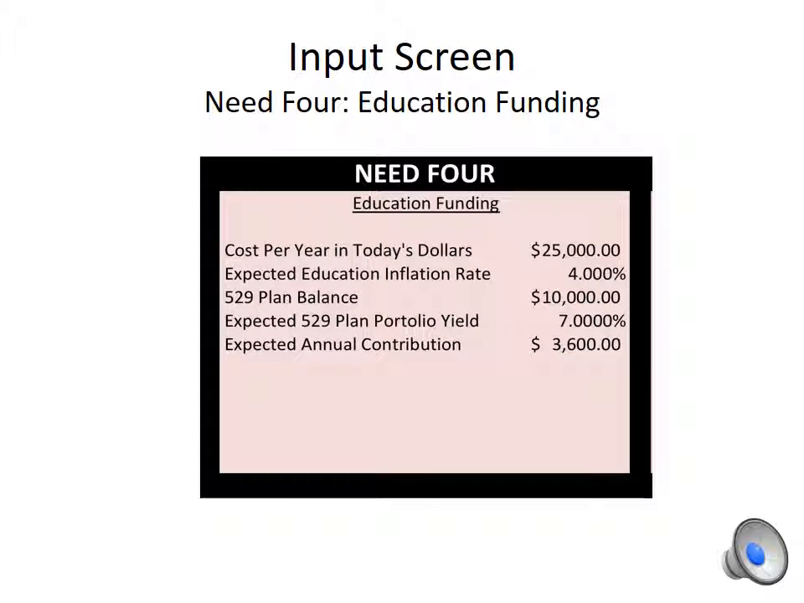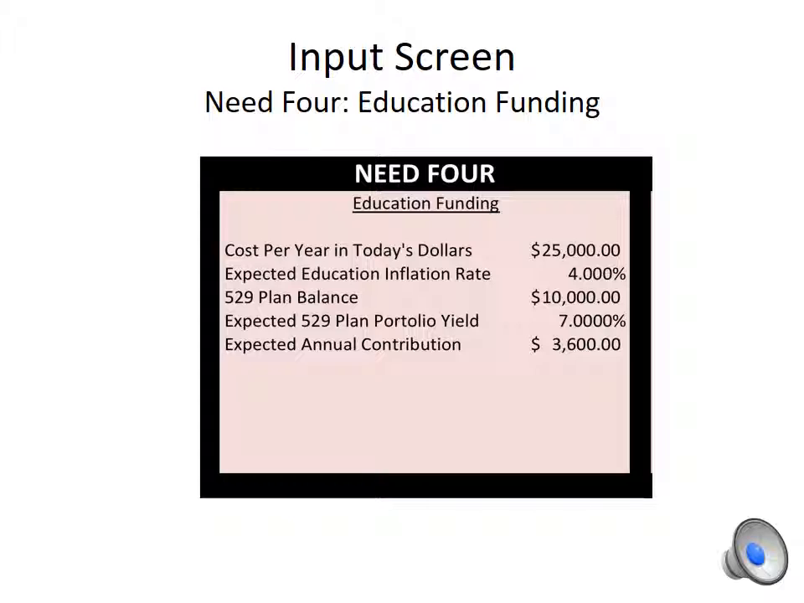Need 4 is education funding for the couple's child's 4-year college degree. Now let's take a look at the input sheet. The cost of a college education today is assumed to be $25,000, and college expenses are expected to inflate at 4% per year. If the couple has a 529 plan, the balance now is entered along with the plan's expected annual yield and the couple's expected annual contribution going forward.